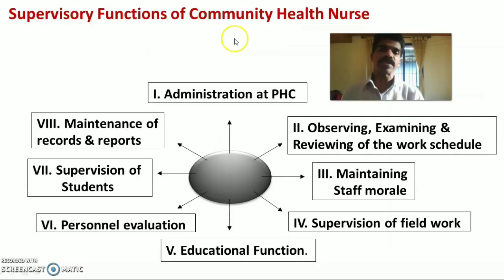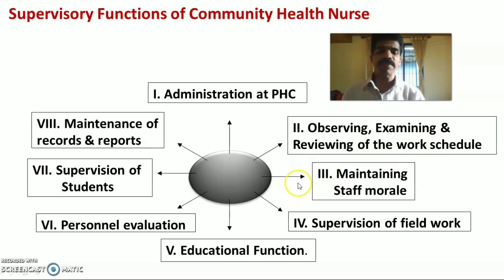The supervisory functions of a community health nurse can be classified into 8 different areas of supervision. So supervisory functions of a community health nurse can be categorized into 8 different areas of supervision, such as the first one is administration at PHC, that is primary health center. Administration supervisory function at a primary health center. Second is observing, examining and reviewing the work schedule of the different subordinates or employees or workers.